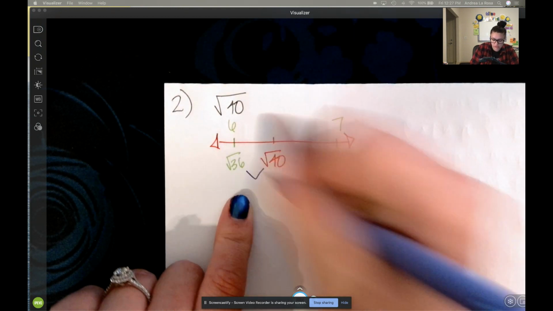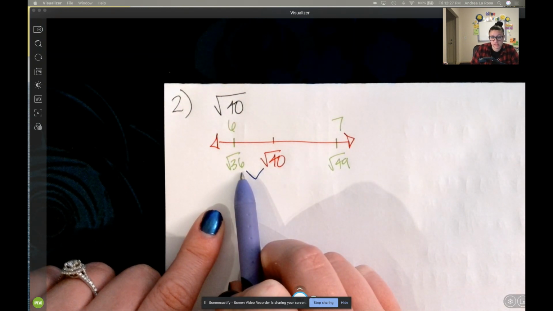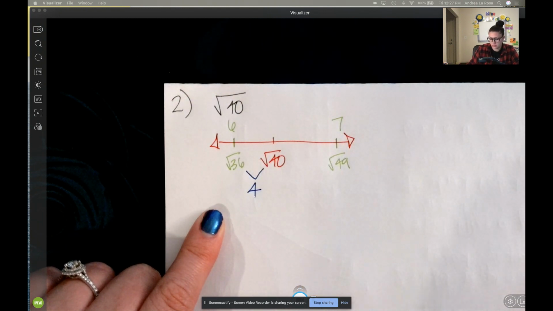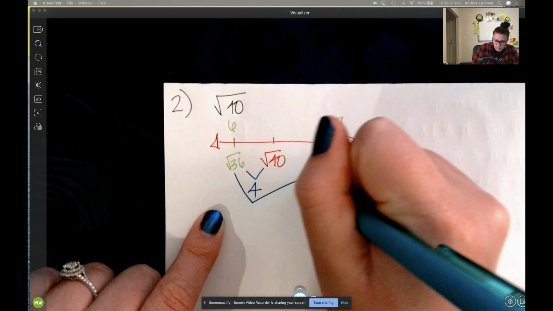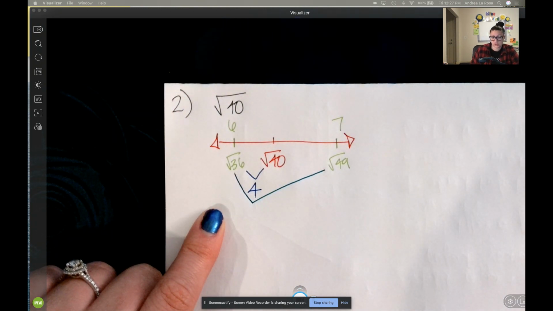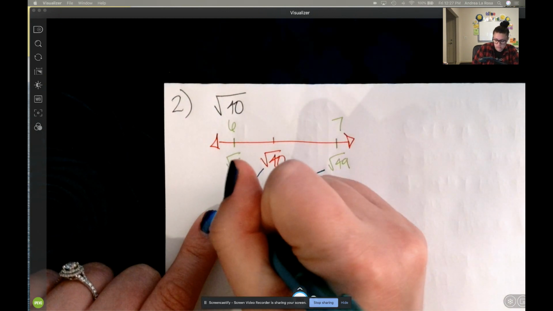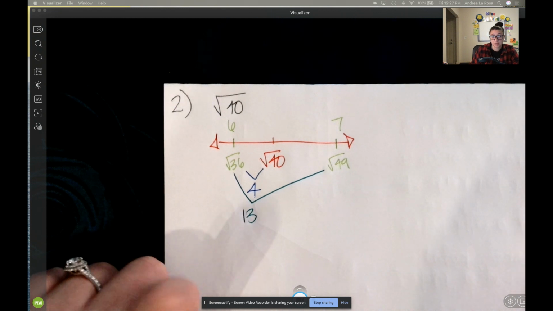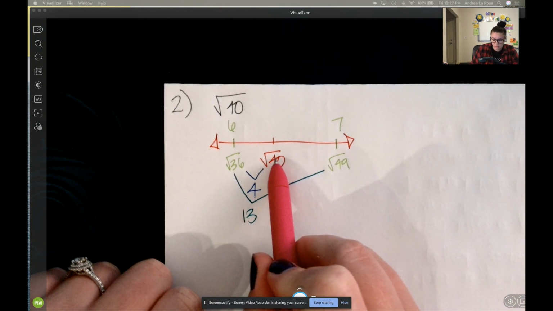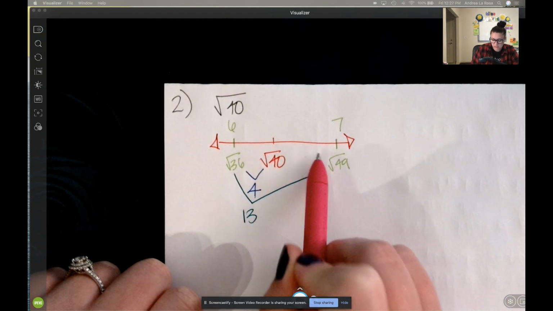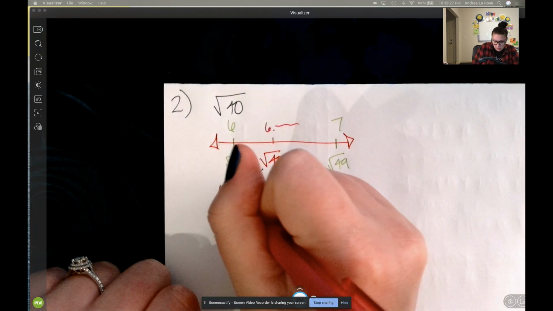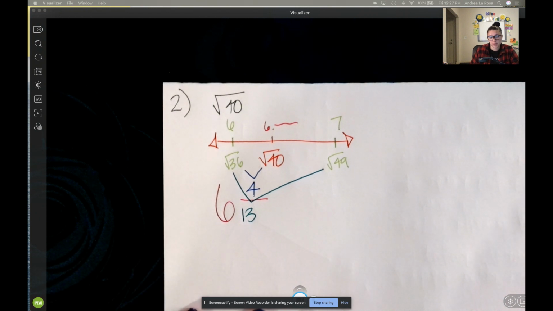Subtract those smaller squares. What's 40 minus 36? 4. What's my next step? Subtract the perfect ones. What's 49 minus 36? 13. Now we want to make our mixed number. Because 40 is between 6 and 7, that means my decimal point is going to be 6 point something. So 6 is my whole number. 4/13 is my fraction.